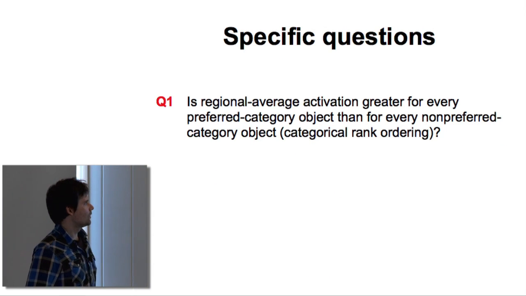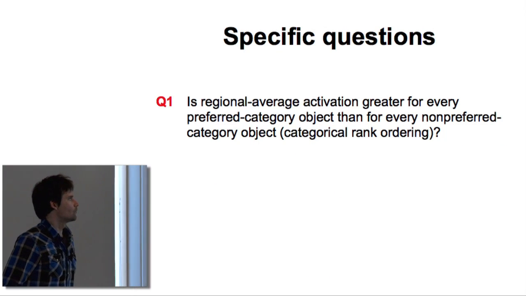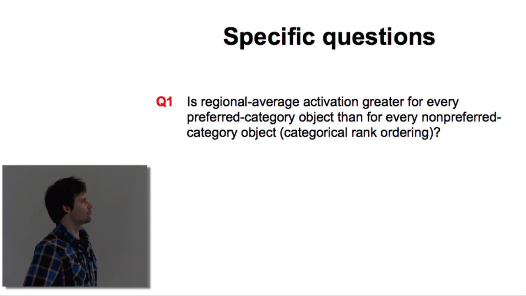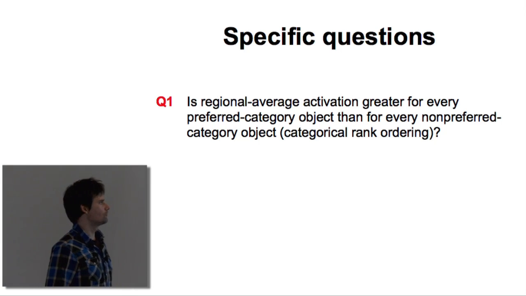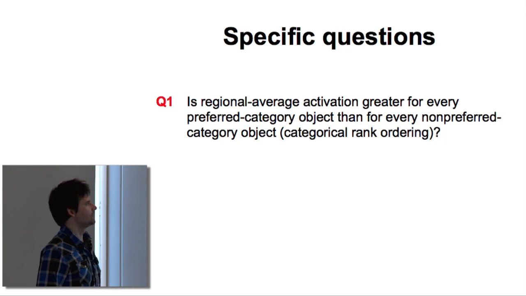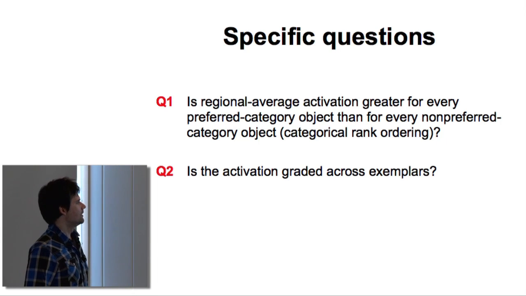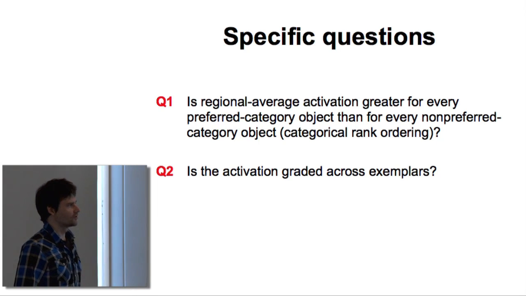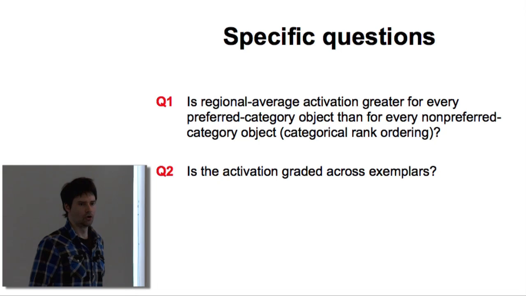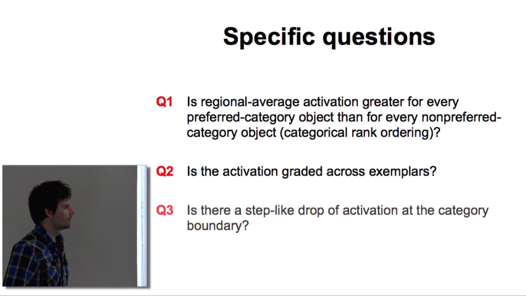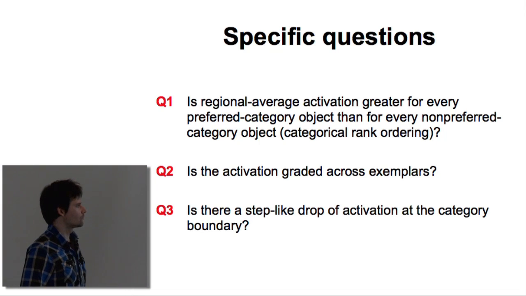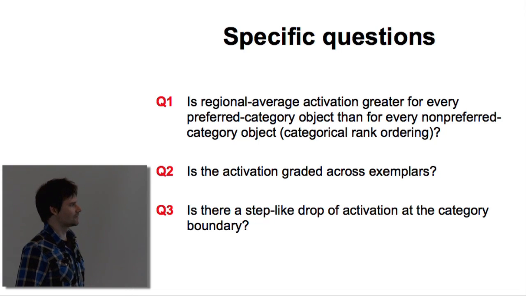So our specific questions were: is regional average activation greater for every preferred category object than for every non-preferred category object? This could be called categorical rank ordering. Secondly, is the activation graded across the exemplars, or are there no significant differences? And the third question is whether there is a step-like drop of activation at the category boundary.